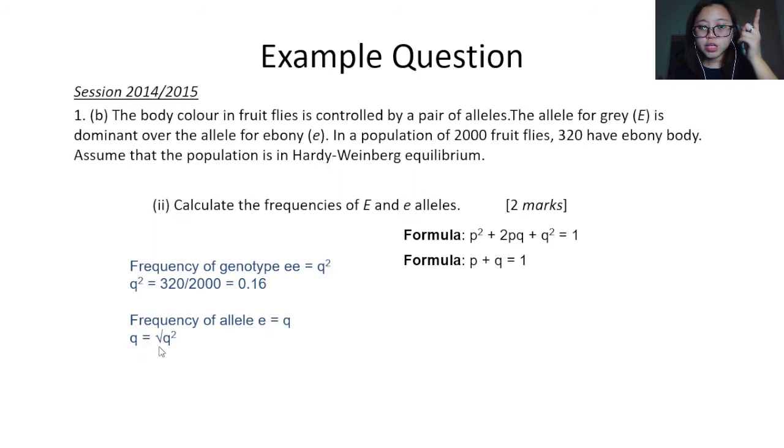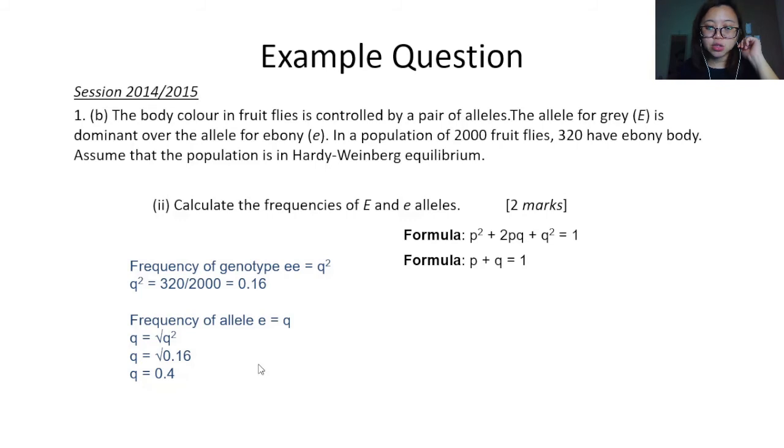Q will equal to square root of Q square. So kita ambil saja Q equals to square root of 0.16, bawa ke dalam. Dia akan jadi Q equals to 0.4. If you're getting confused, please pause the video and try to do this calculation for yourself before you continue with the rest of this. Okay, buat saja macam tu, Q equals to 0.4.